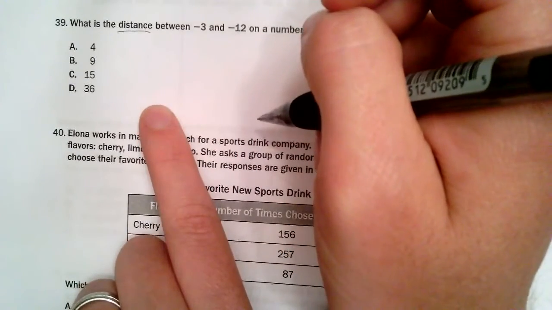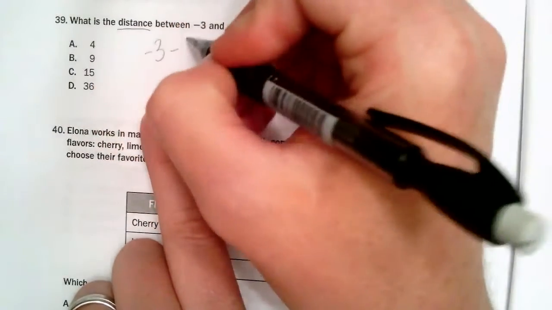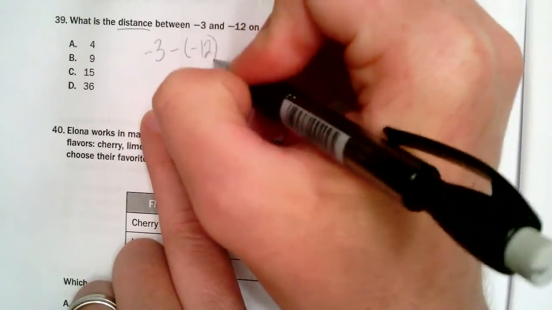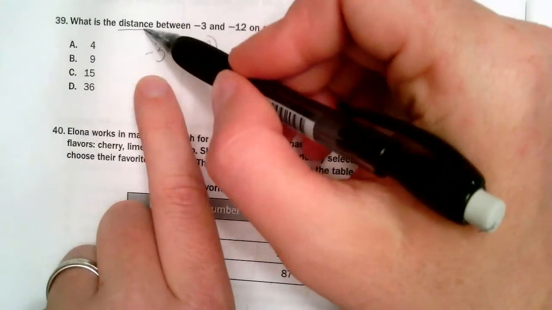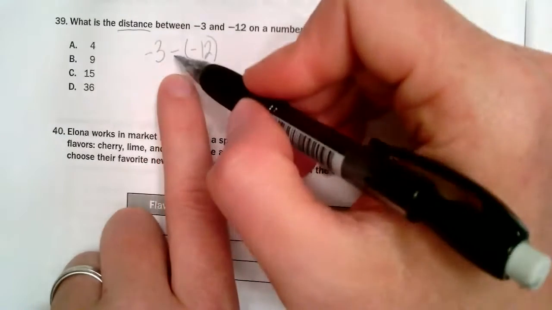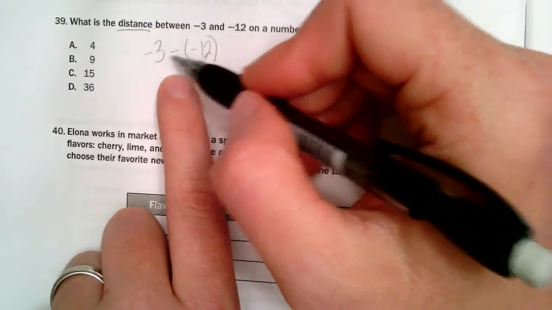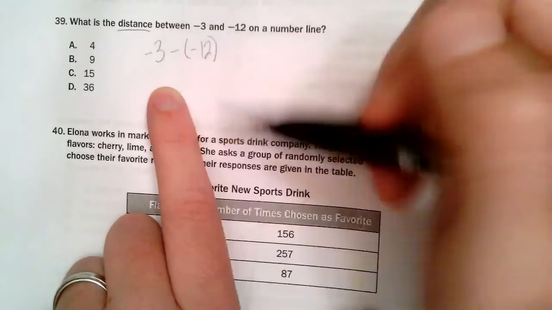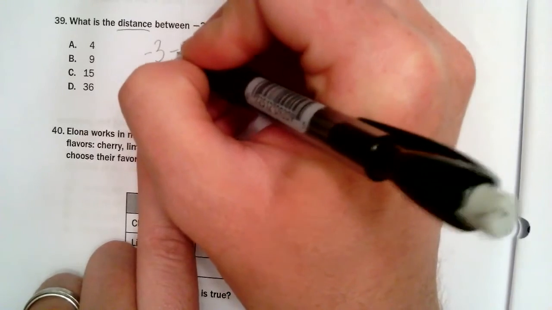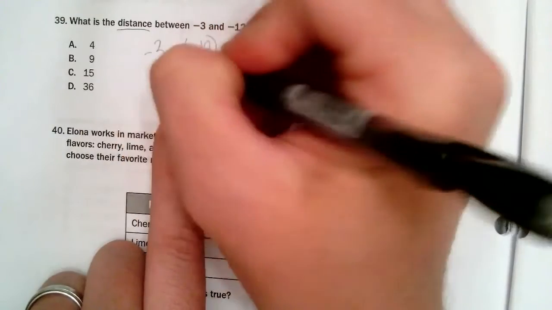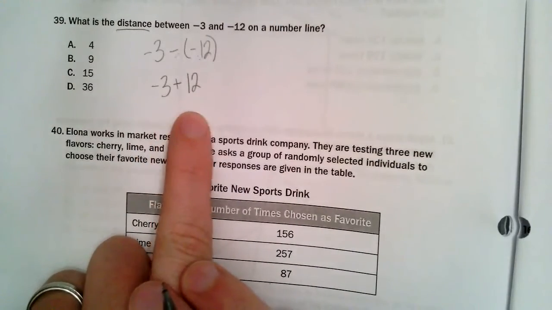Okay, if you subtract negative 3 minus negative 12, you're finding the distance between the two. So I've got a subtraction and some negatives. I cannot do that. Okay, so I've got to keep, change here. I've got to turn subtraction into addition. So I've got negative 3, I'm going to keep it. Change subtraction to addition, and change negative 12 to its opposite, which is just positive 12.